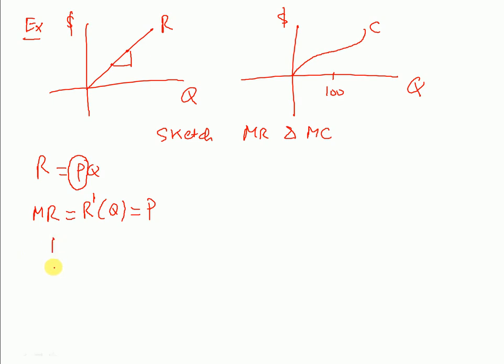So we can sketch this easily, right? We have Q, we have the money per unit. Slope is the money per unit. So P is any constant, so I can just say P is maybe this constant, and this is MR, because it's just a single constant, so it's just a horizontal line at the constant P. So that's easy for the case of the revenue.